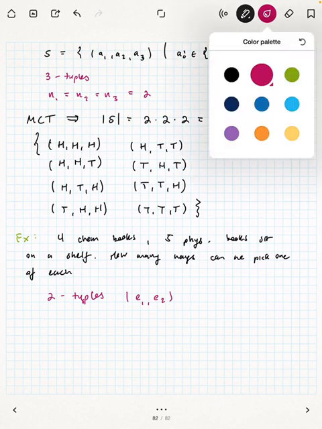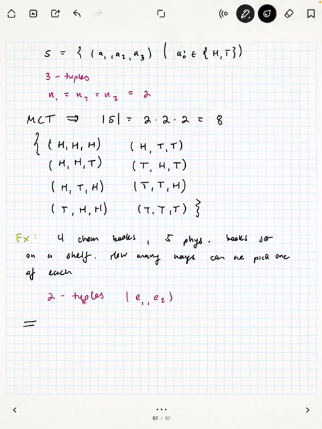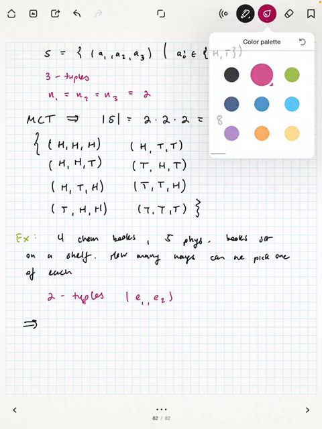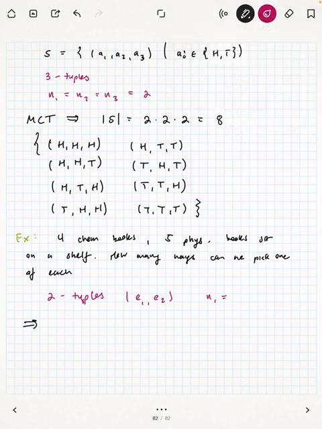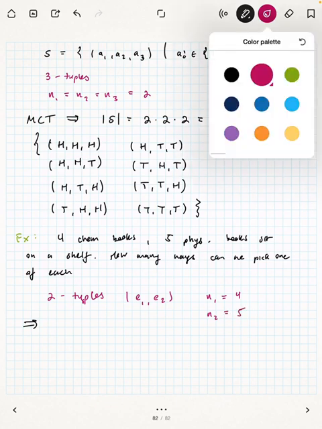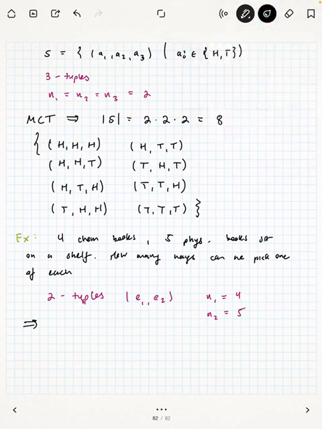Then by the multiplication counting principle, there's one more thing here that we need. So n1 equals 4 and n2 equals 5. And by the multiplication counting principle now, so I write that down, MCT tells us that the total number of ways to select is going to be 4 times 5, or 20.